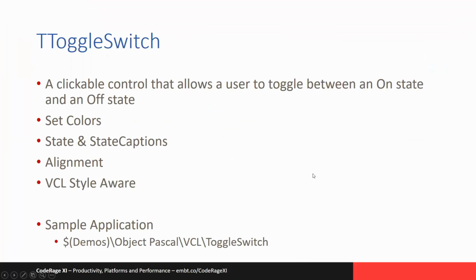The next control is a toggle switch. It's a clickable control, in some ways a lot like a checkbox, if you will, but it's a way to toggle between an off and an on state. We can, of course, set the colors. We can set captions that are associated with it, and alignment. And the easiest way is to take a look at the actual control.